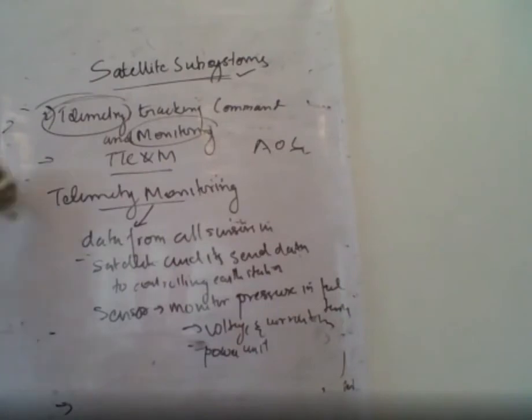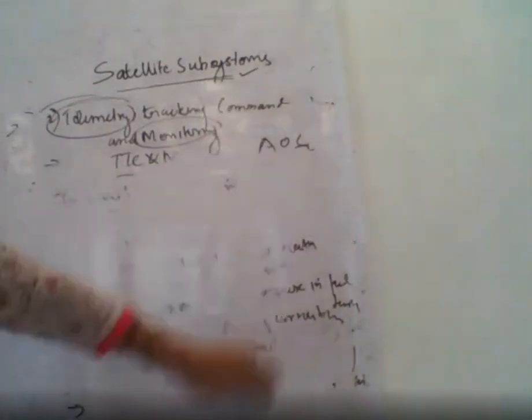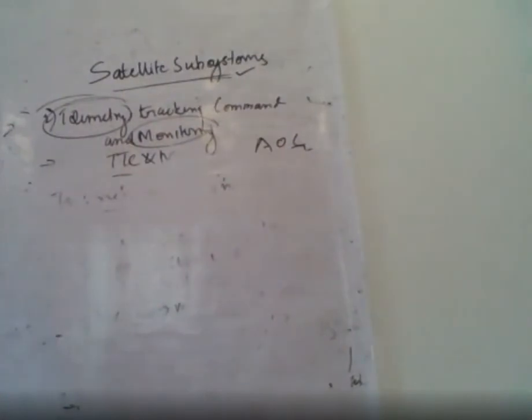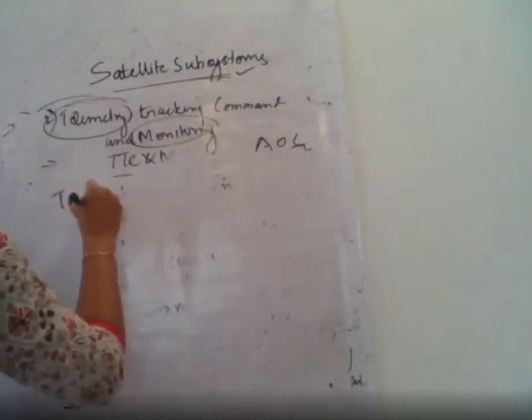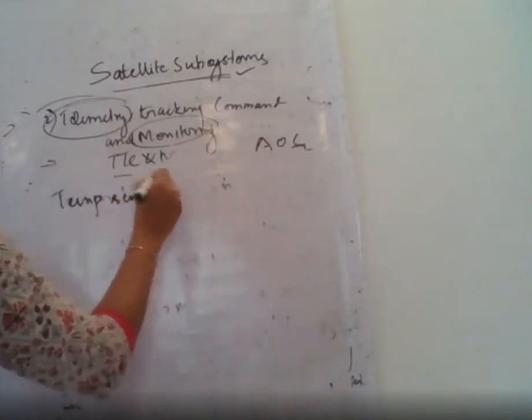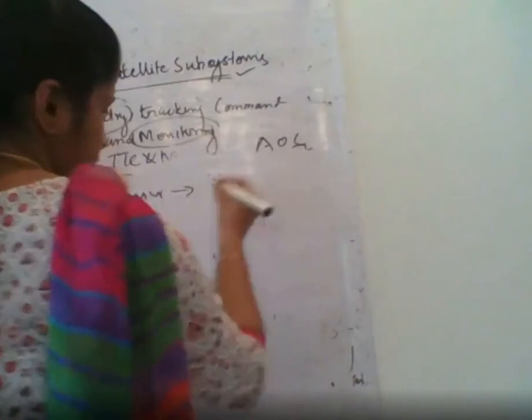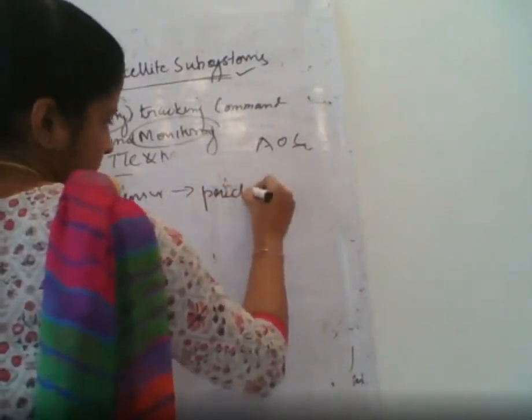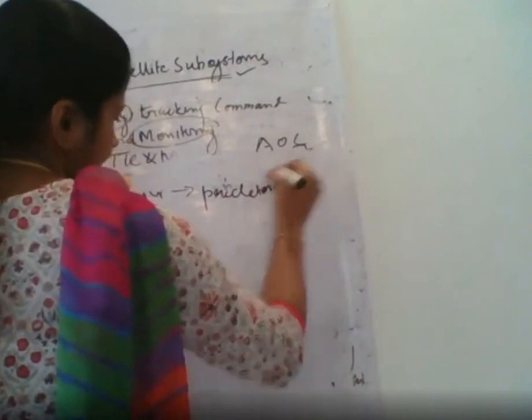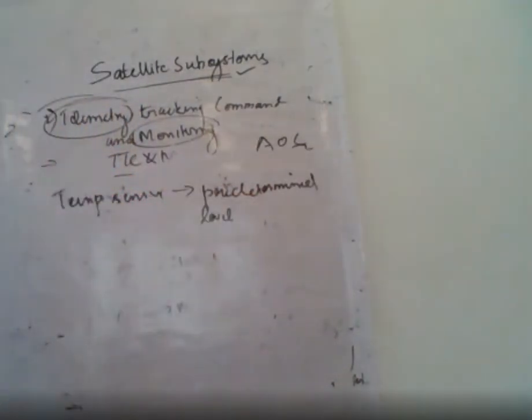And some sensors are temperature sensors. The temperature of many subsystems is important, and it must be kept within a predetermined level, so many temperature sensors are fitted for this purpose. The sensor data, the status of each subsystem, and the position of switches in the communication system are reported back to the Earth by telemetry.